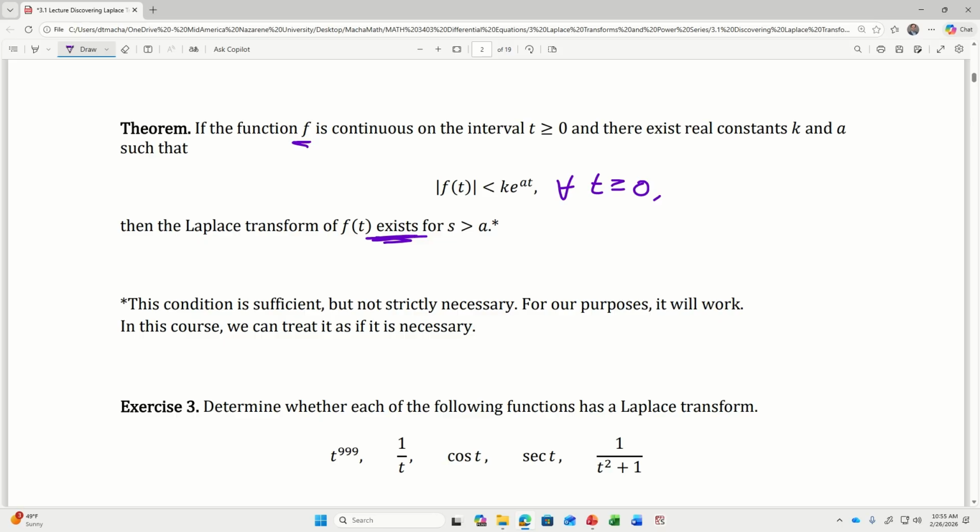So exercise 3 says determine which of the following functions has a Laplace transform. What about the power function t raised to the power 999? That grows pretty quickly, right? Does that have a Laplace transform? Probably not. I don't know. Yes.